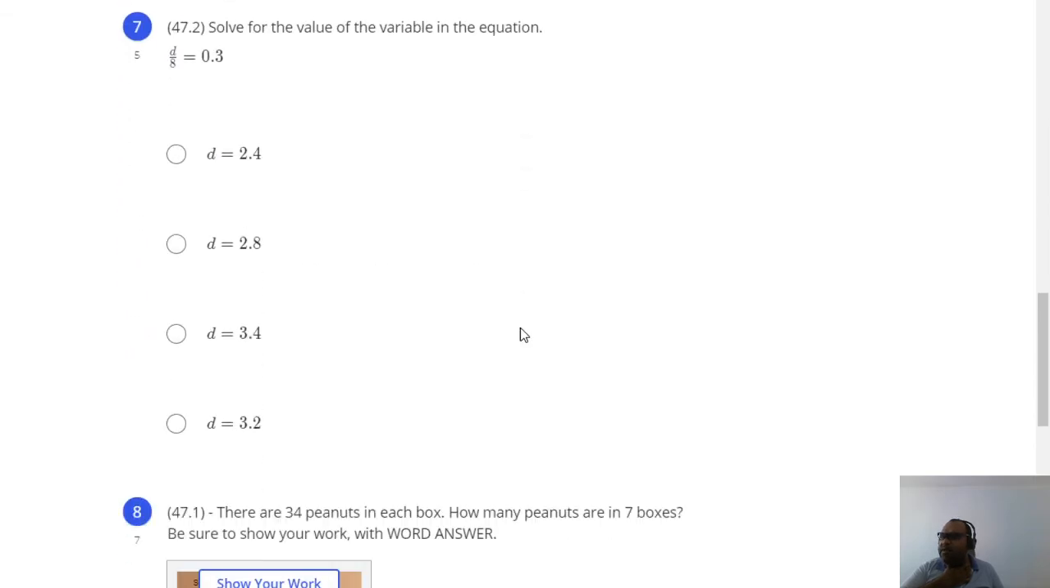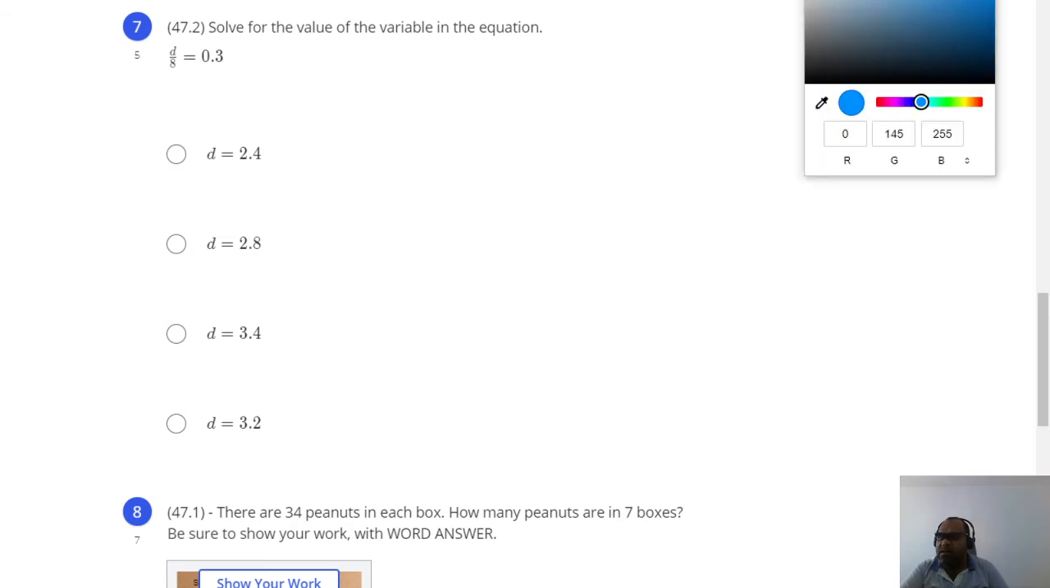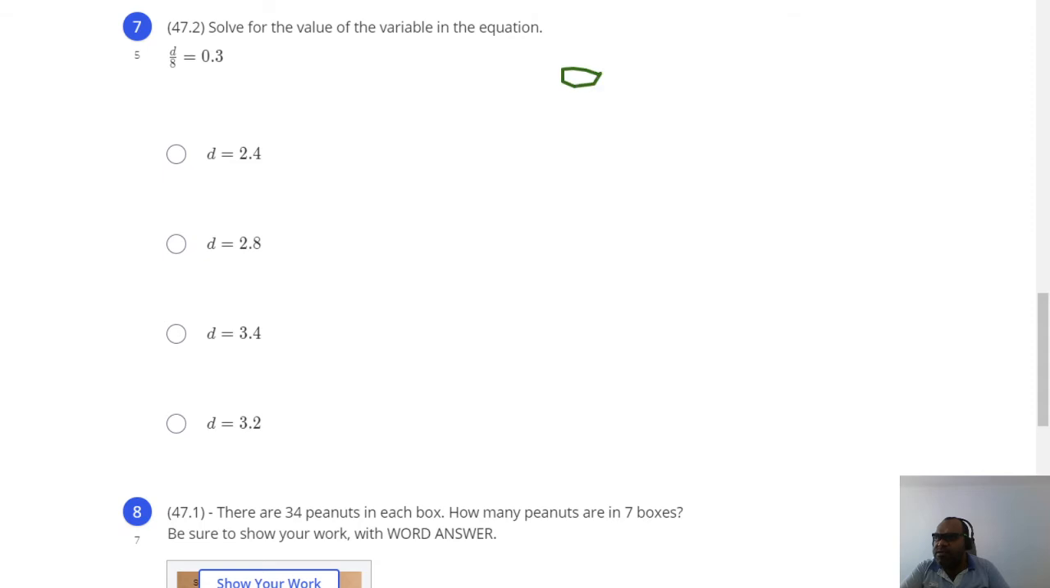Number 7. Solve for the value of the variable in the equation. D divided by 8 equals 0.3. Let's use this resource again. I like using colors over here. Right now, let's use the dark green. Guys, my equation here is D divided by 8 equals 0.3.